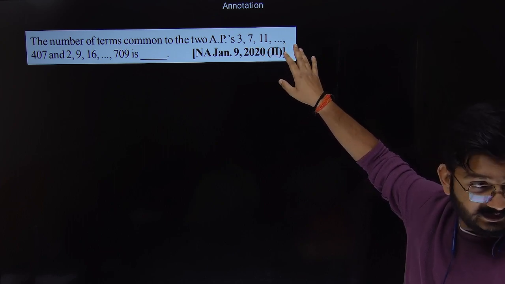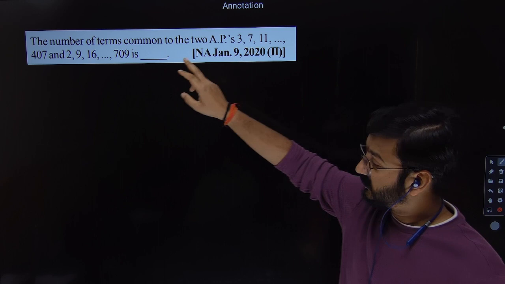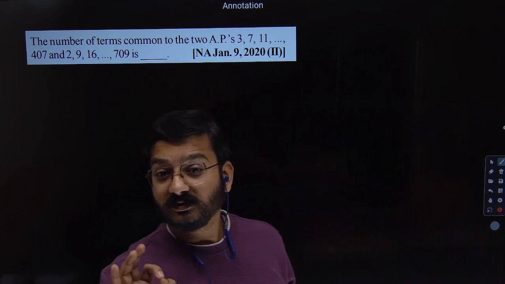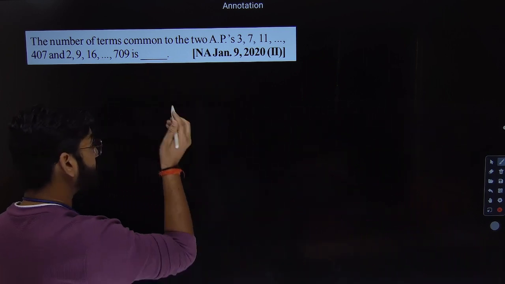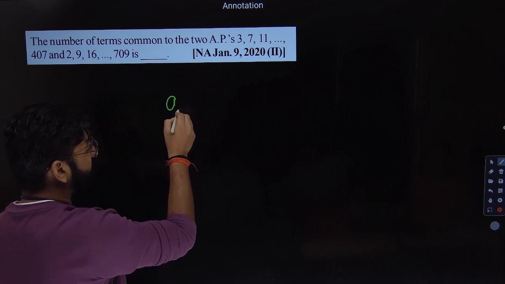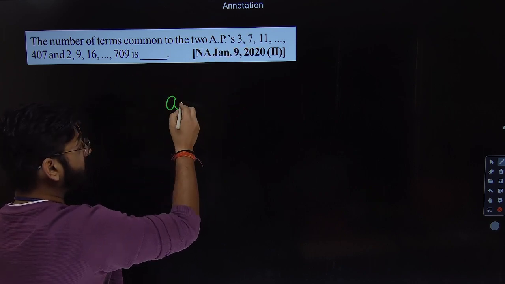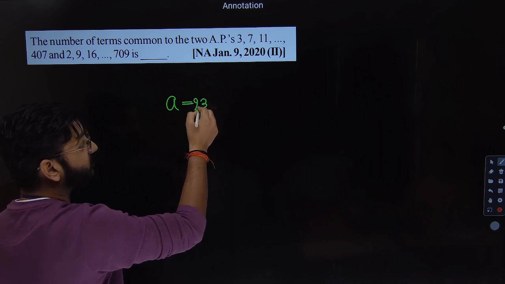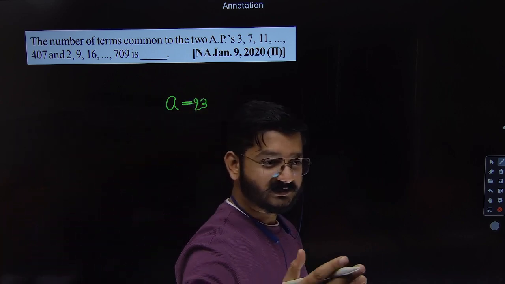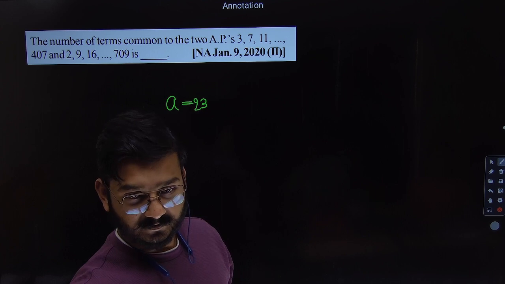15, 19, 23. So what is the first common term? 23. So first common term. This 23 is the first common term in both. The first common term, now you can find by common sense. Just take 3, 4 terms, you'll quickly find.